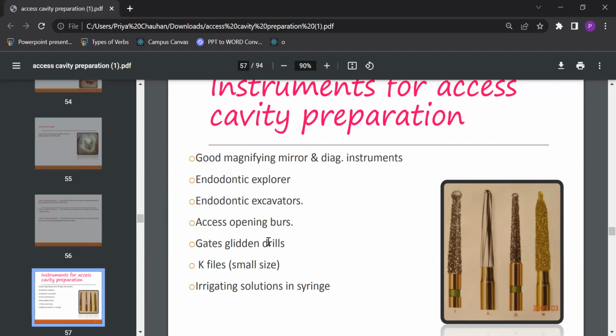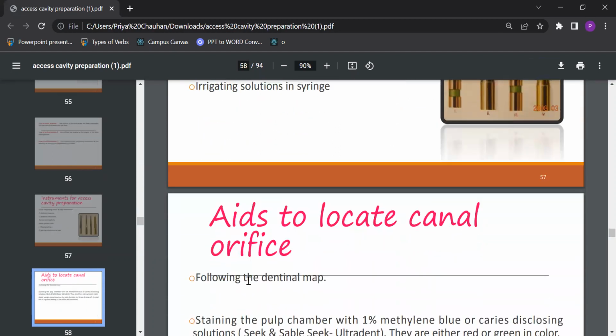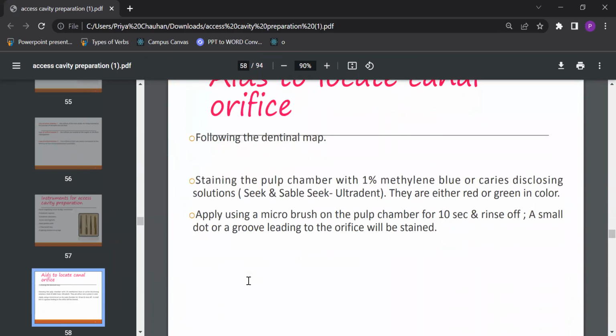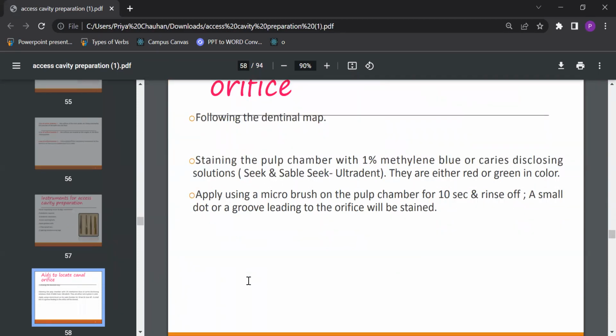gates, grid and drills, K files in small sizes, irrigation solution. It is to look at the canal orifices, holding the entire map, staining the pulp chamber with 1% methylene blue or caries detecting solution. They are either red or green in color. Apply using micro brushes on the pulp chamber for 10 seconds. Rinse off. A small dot or groove leading to the orifice will be stained.